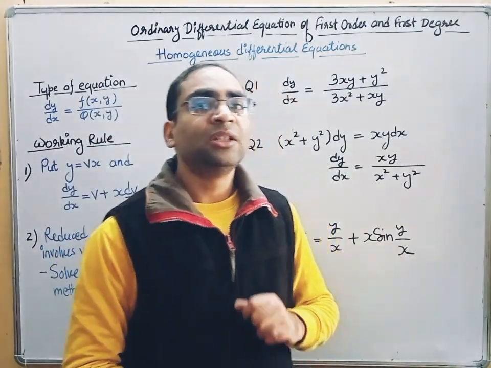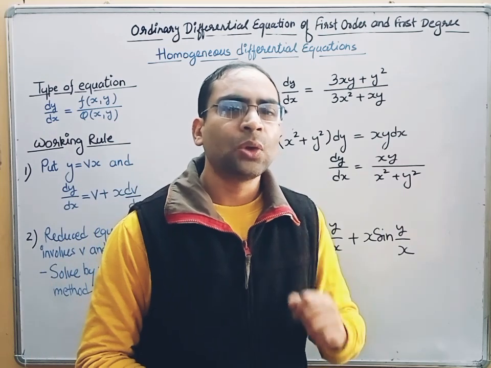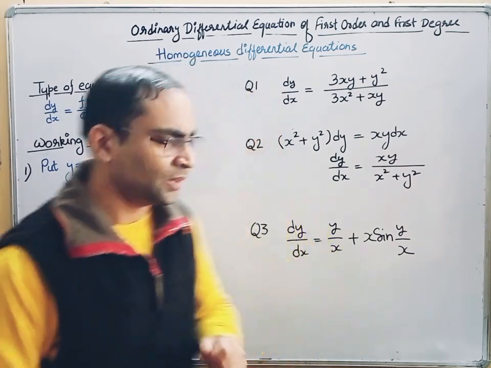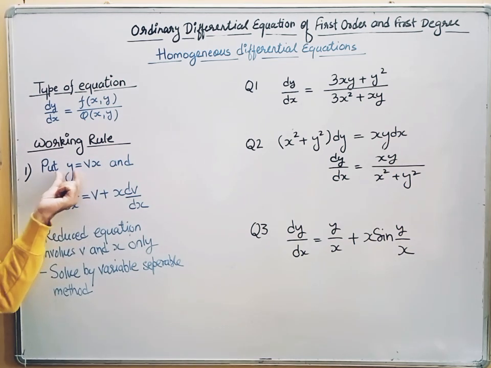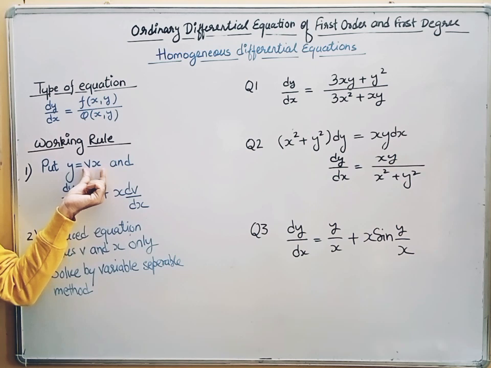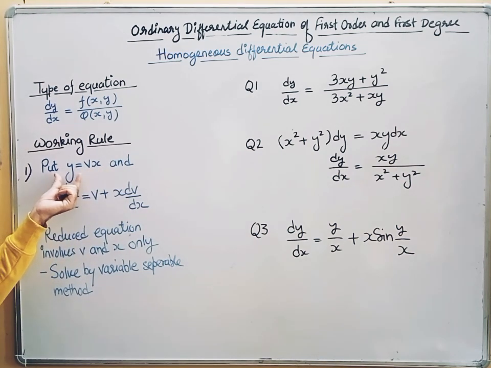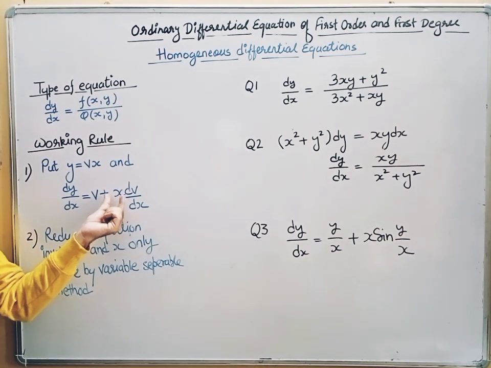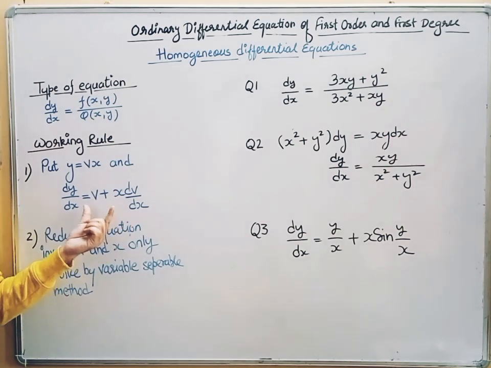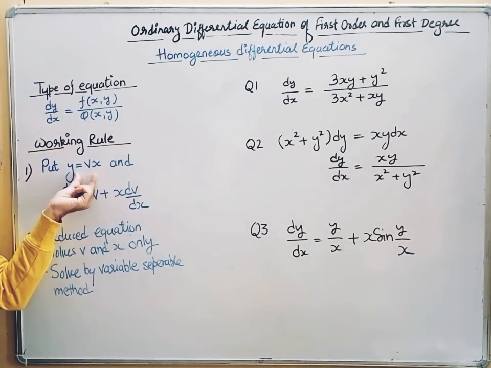Now let's see the working rule, how we can solve these homogeneous equations. So let's come to the working rule. We have to perform two substitutions in this. We'll substitute y as vx. So we have taken another variable. And the other substitution is dy by dx as v plus x dv by dx. So this can be achieved by differentiating this equation.